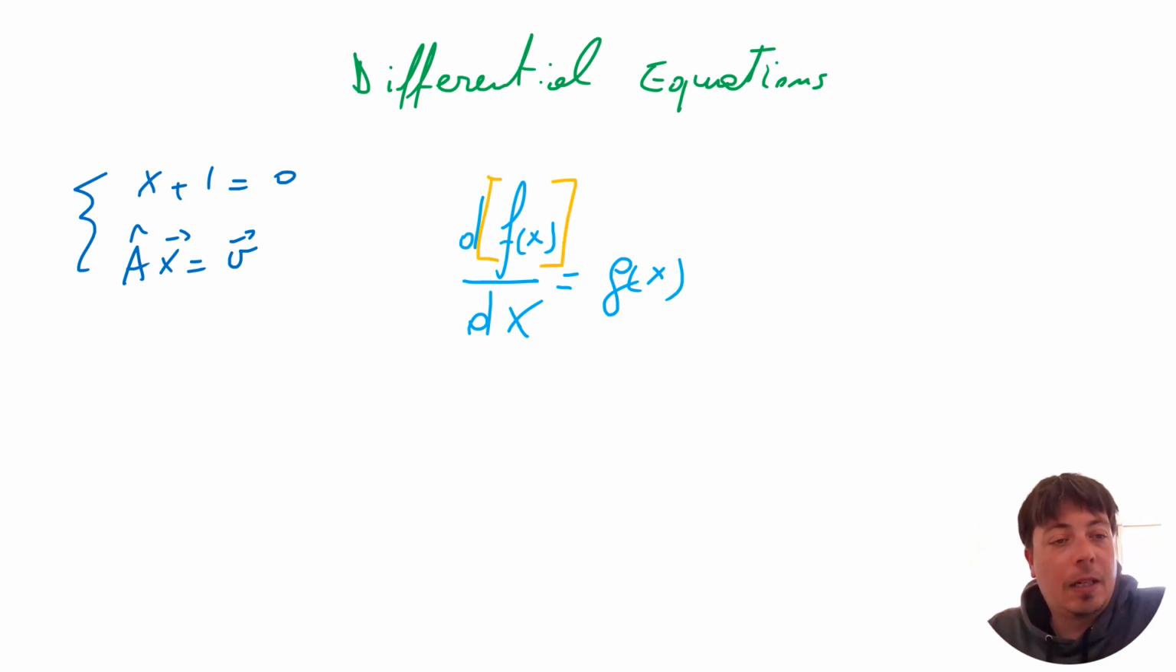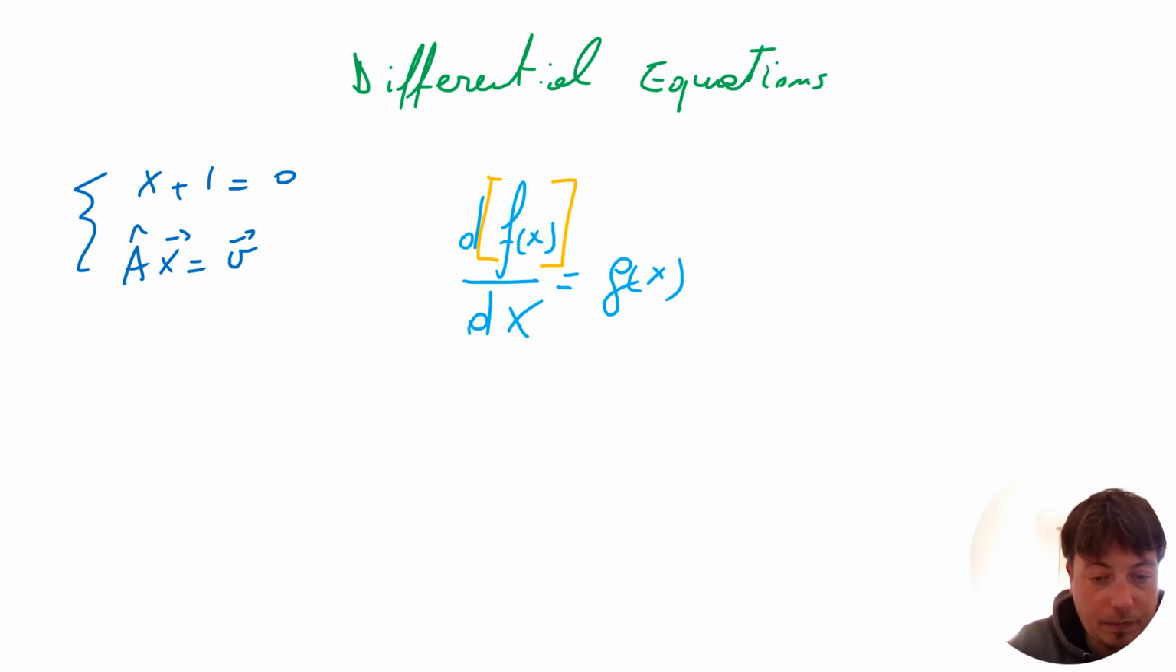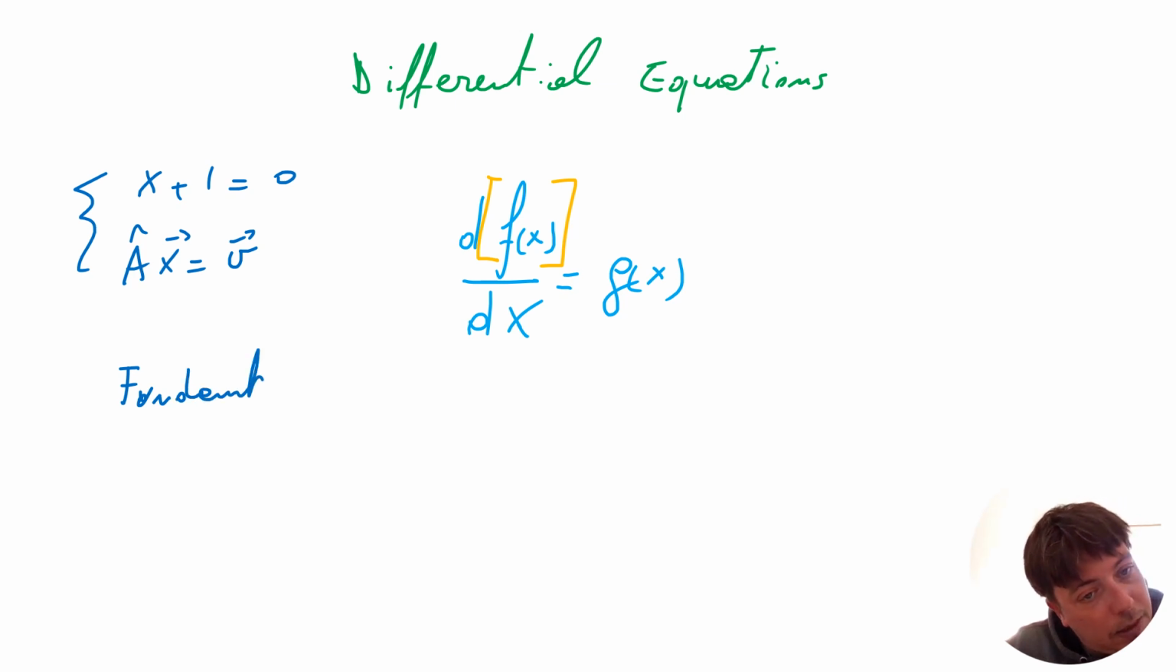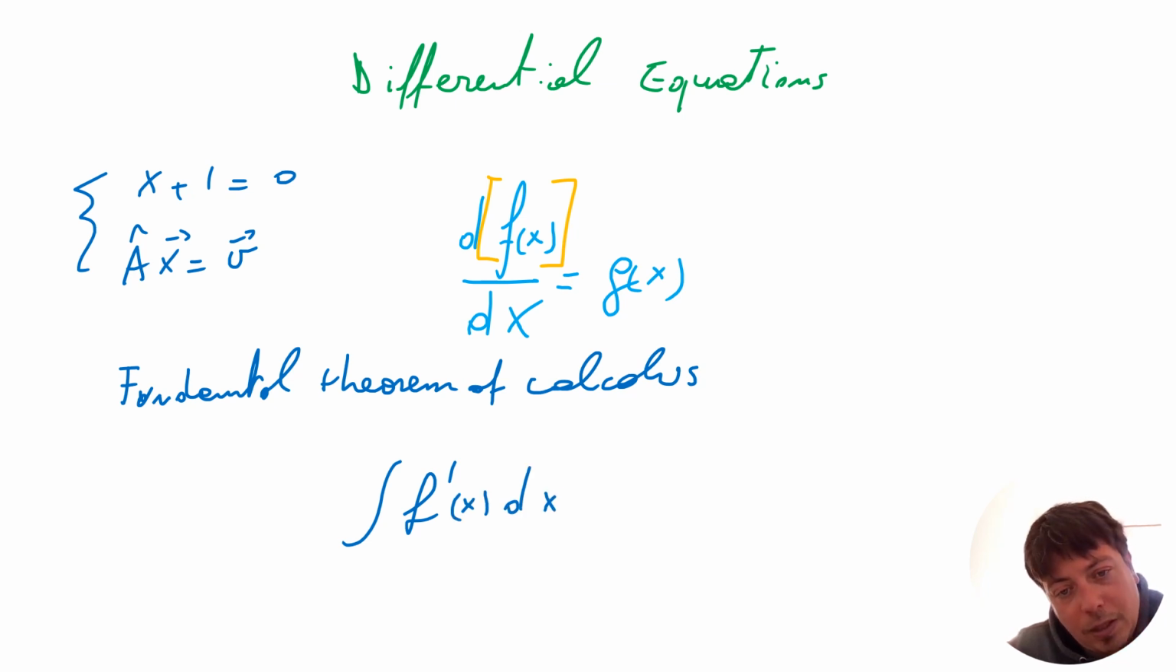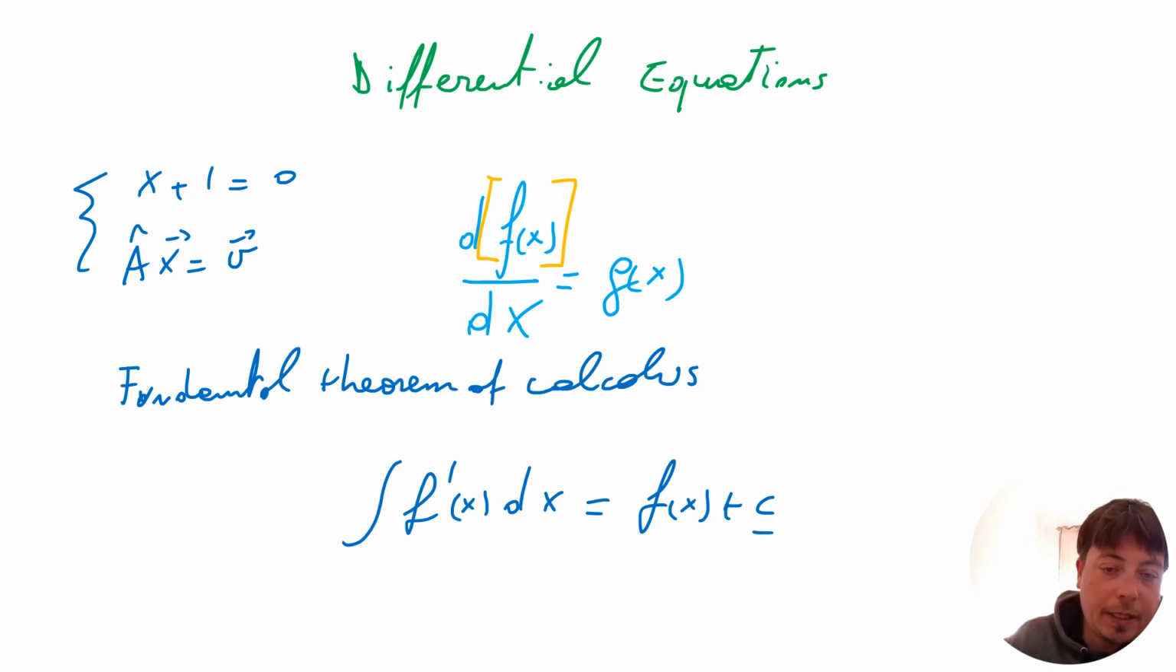Now, as you can see, it's not super straightforward to understand how to do this process, but if you remember videos on integrals and derivatives, we know the fundamental theorem of calculus, which states that if you have a derivative of a function and you integrate it, you get the function itself plus a constant. Now this constant usually depends on the initial value of the integration and the final values as well.